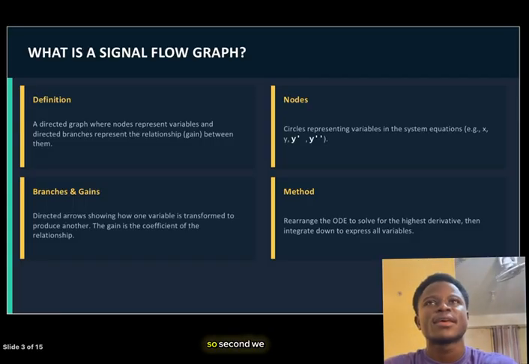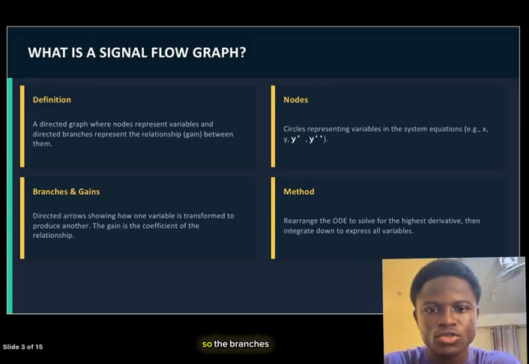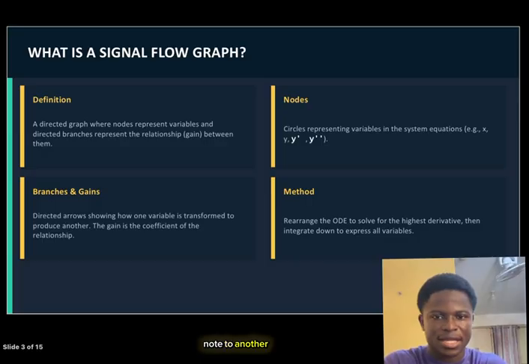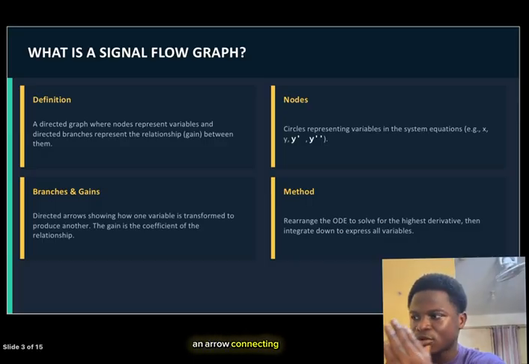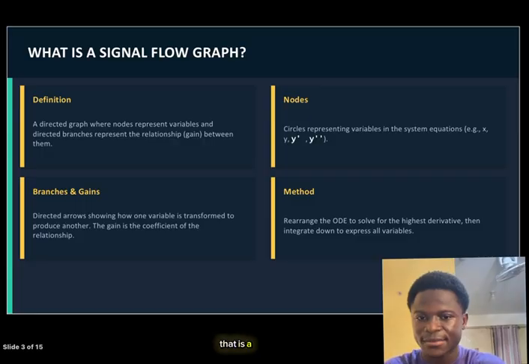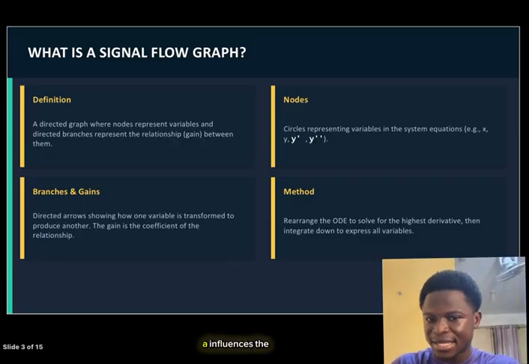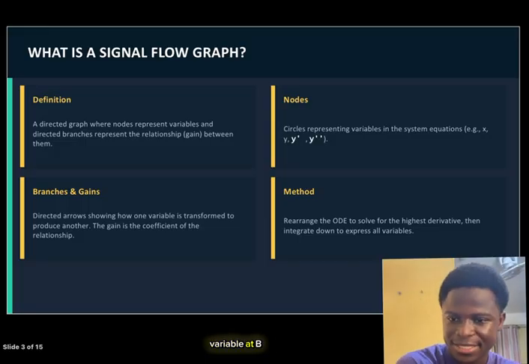Second, we have the branches. The branches are simply arrows connecting one node to another. So if we have node A and node B, and we have an arrow connecting node A to node B, that is a branch, and it simply tells you that the variable at A influences the variable at B.